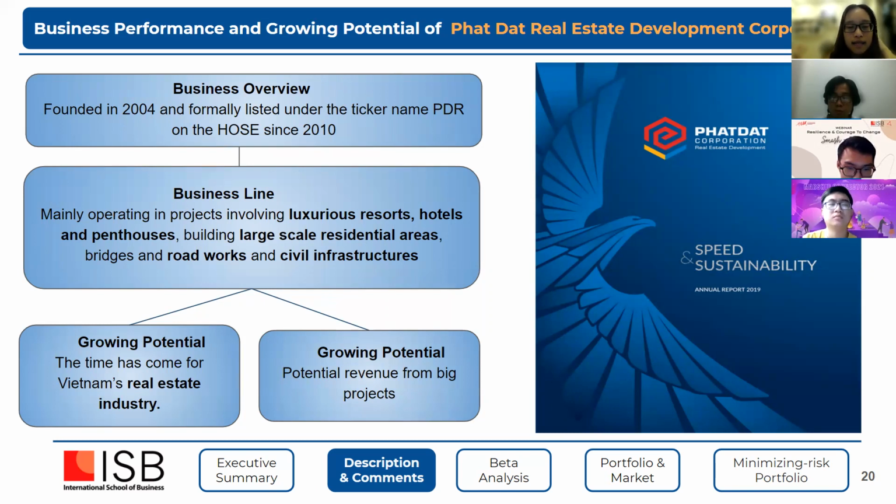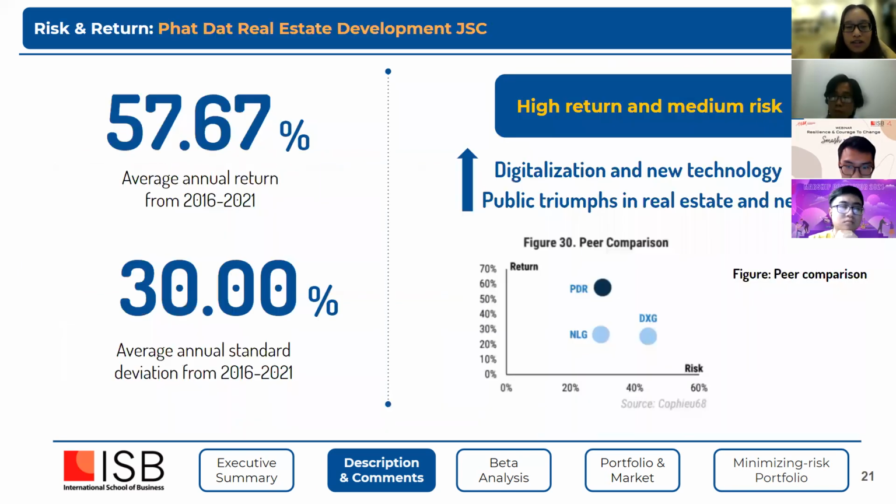As expected, PDR's average annual return of the period is 57.67%, the highest among the chosen. Besides, it saw a moderate diversity in the price range at 30% thanks to two reasons: a succession of perfect triumphs in the real estate and the announcement of new projects, as well as the digitalization in the company's data gathering process. The peer comparison saw a similar pattern, when PDR completely outperformed its competitor regarding the average annual return while maintaining a safer volatility.